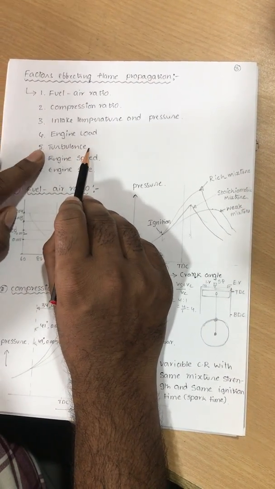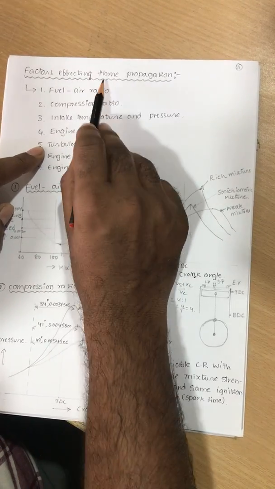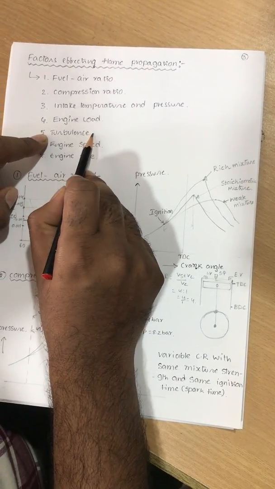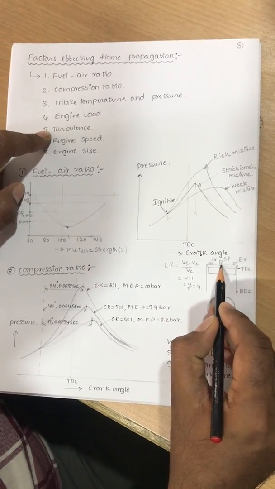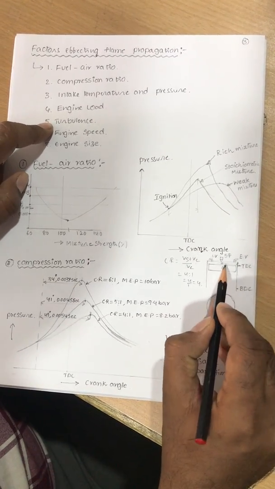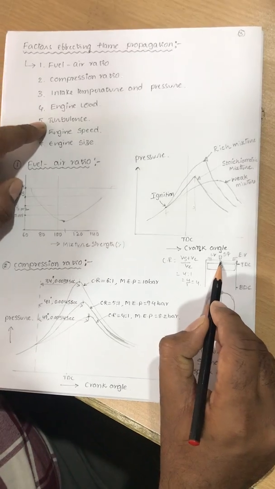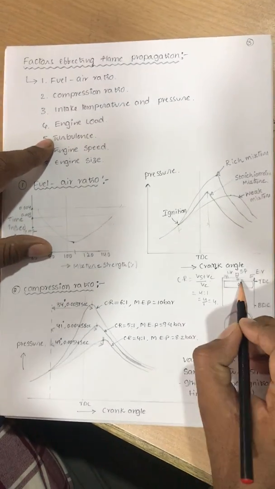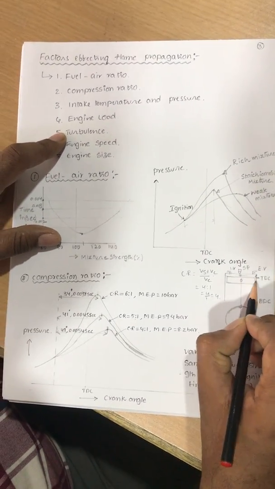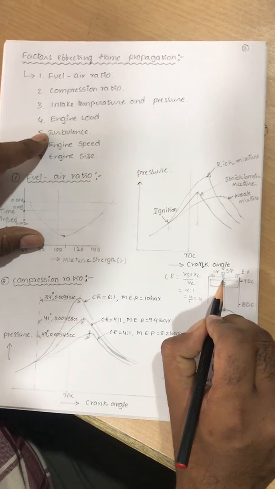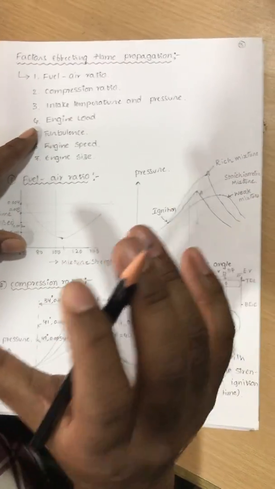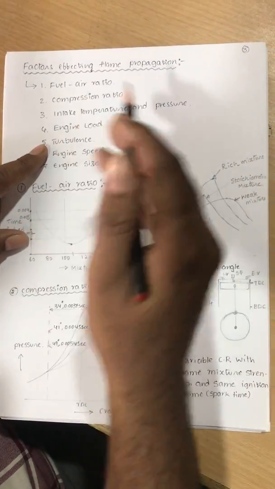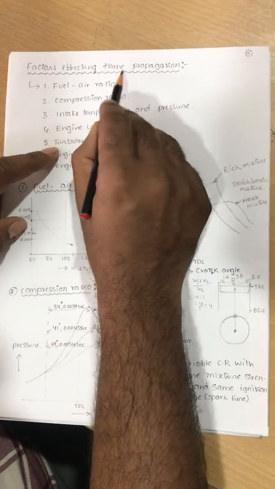And turbulence. Turbulence plays a dominant role in flame propagation. If the turbulent movement is more inside the chamber, the flame can easily travel. But too much excessive turbulence will lead to increased heat transfer to the cylinder walls. So the turbulence should be optimum. That means to get maximum flame speed, we need to increase the turbulence. That means increase the turbulence, increase the flame speed.